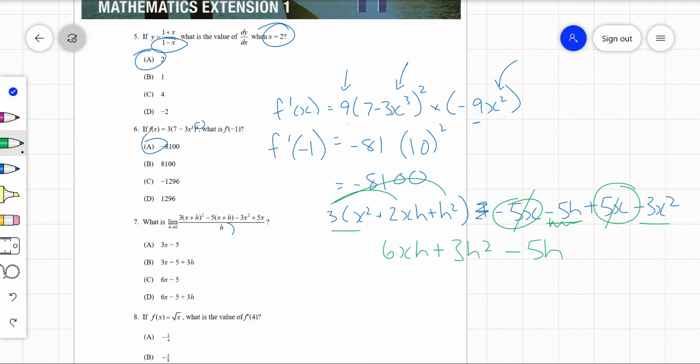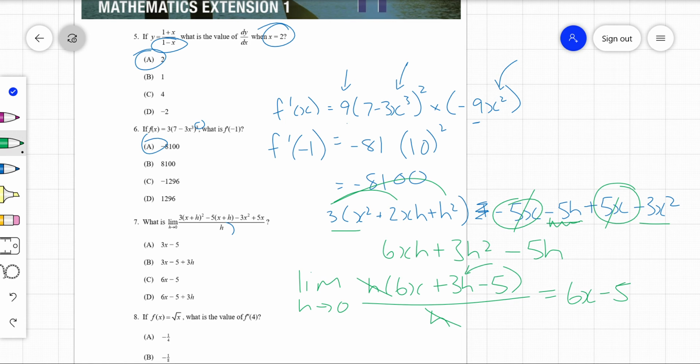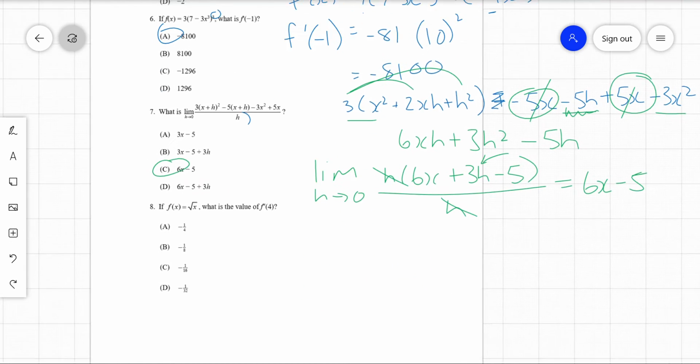Yeah, so that is divisible, so I can factorize by h, which is what I want to do. So then the h on the bottom can cancel, and really the question is find the limit as h goes to 0 of 6x plus 3h minus 5. Now if I put h equals 0 into that, the 3h will become 0. So I'm just left with 6x minus 5, which is C. Excuse me. All right. So let's move on to number 8.